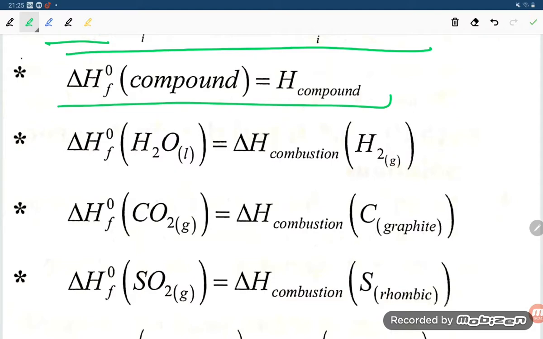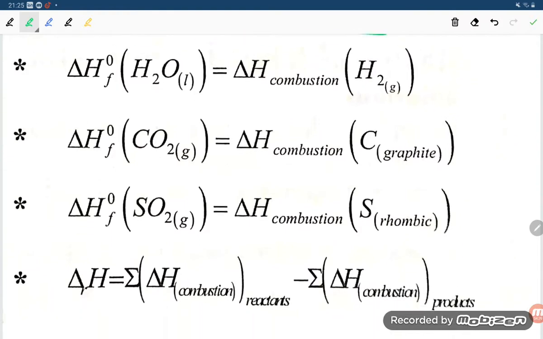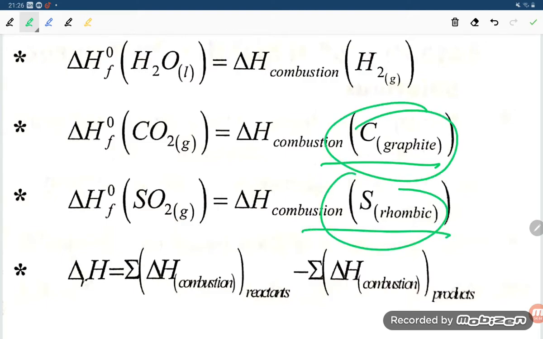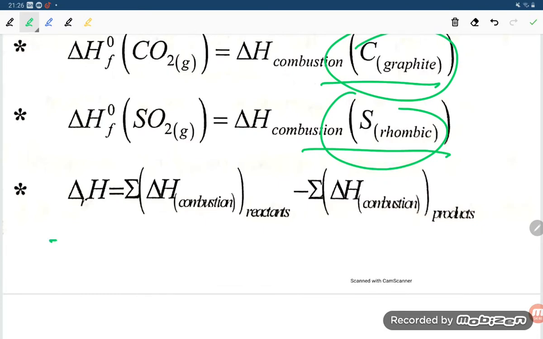Now delta HF naught of H2O liquid is equal to delta H combustion of H2 gas. Delta HF naught of CO2 gas is equal to delta H combustion of C graphite. Delta HF naught of SO2 is equal to delta H combustion of S rhombic. So these are the standard states, students. And if you are talking about the combustion reaction, delta H of reaction is delta H combustion of reactants minus delta H combustion of products.